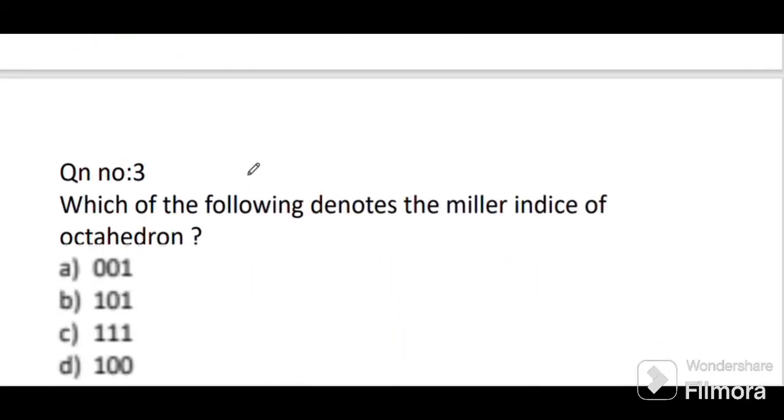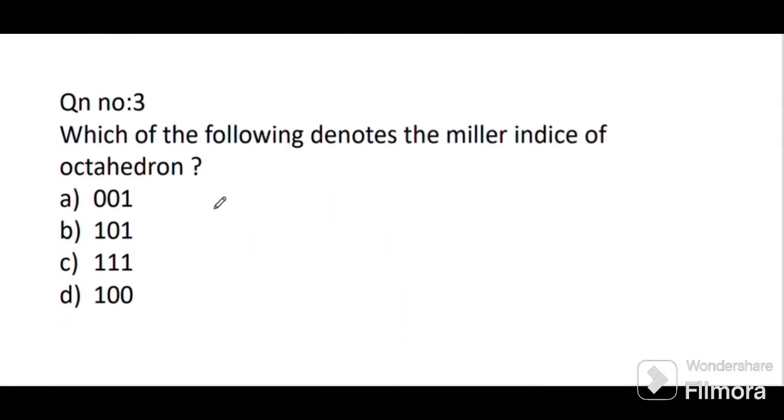Moving on to question number 3. Which of the following denotes the Miller indices of octahedron? As we all know, octahedron belongs to the isometric system of crystal systems. The figure is shown in the slide, and the Miller index of octahedron is 111. So the option is C.